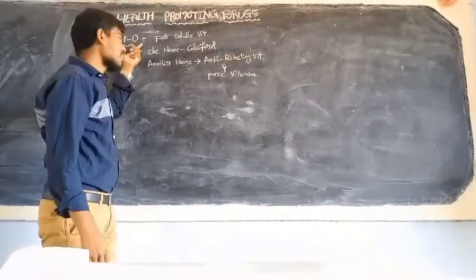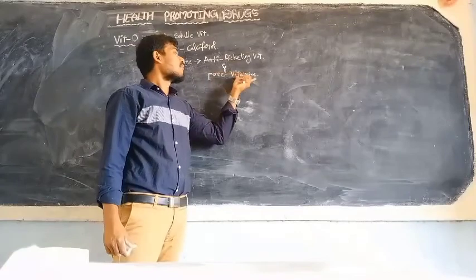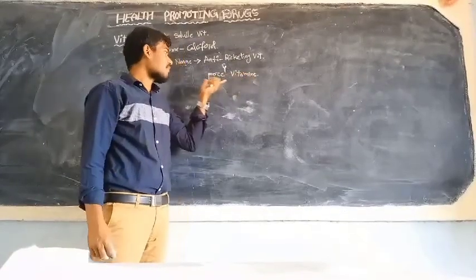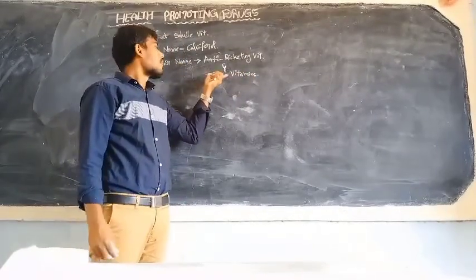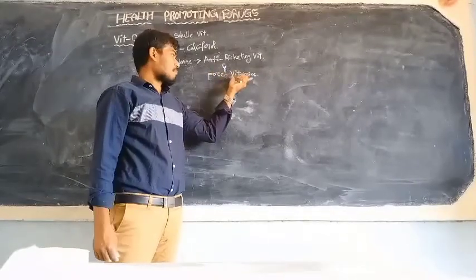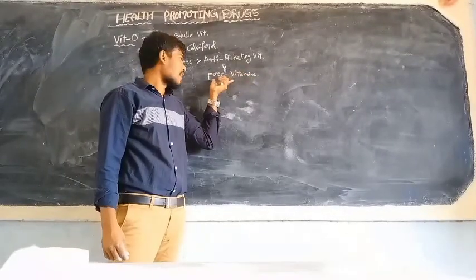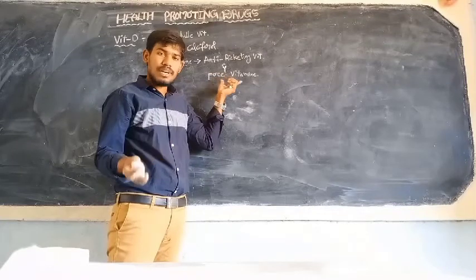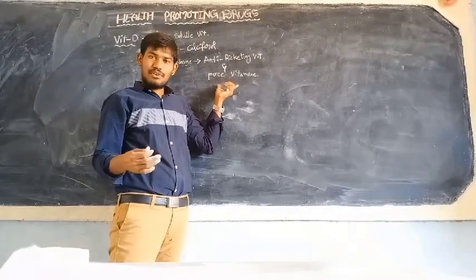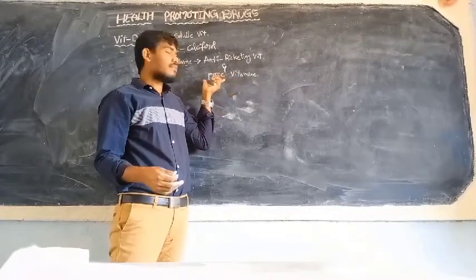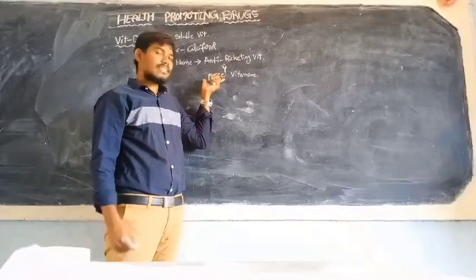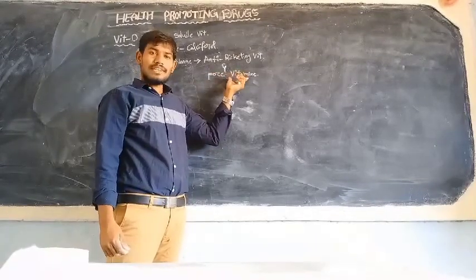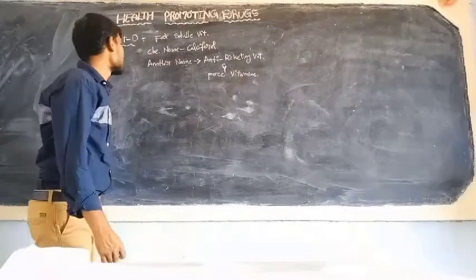Why is vitamin D called a free vitamin? Because it is obtained by our body for free. When you are exposed to sunlight, our body absorbs vitamin D.